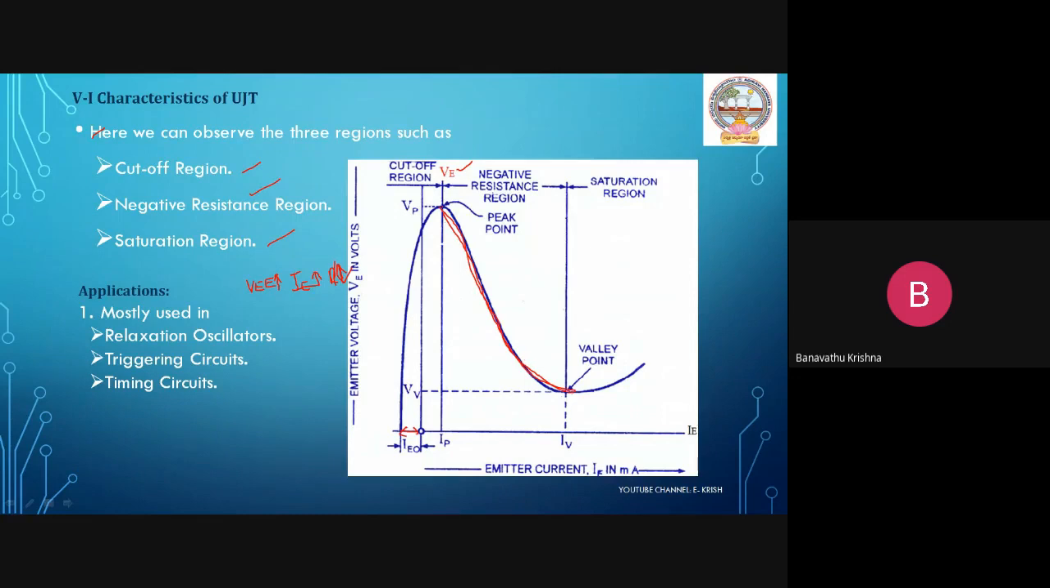So this point here is VV, the valley point. And further the voltage will be increasing, and the device goes into the saturation region, right? And the Uni-junction transistor is mostly used in relaxation oscillators, triggering circuits and timing circuits.